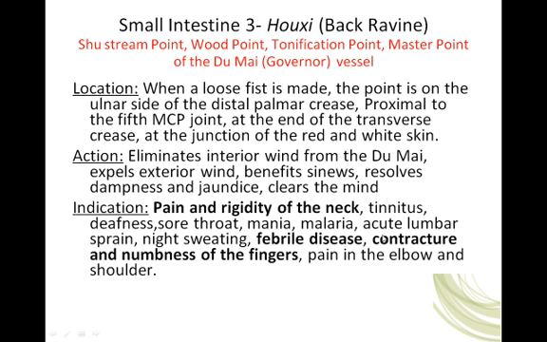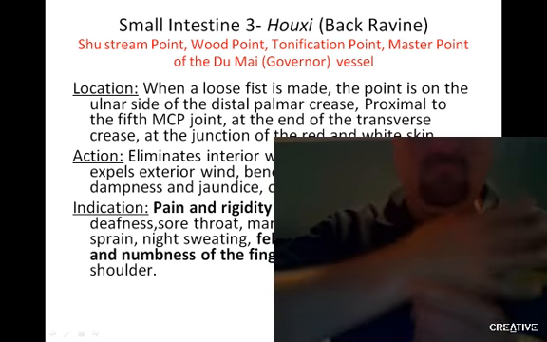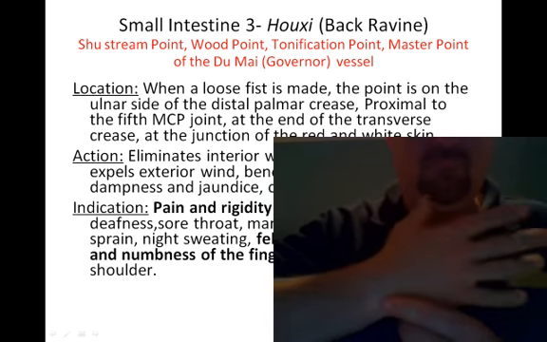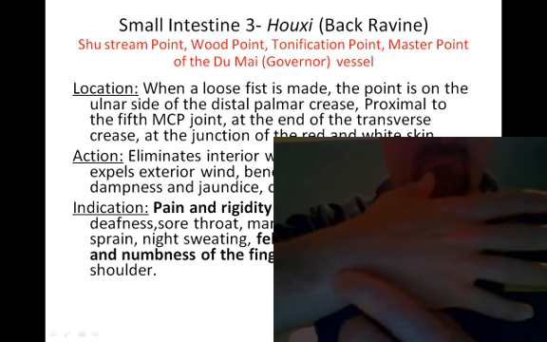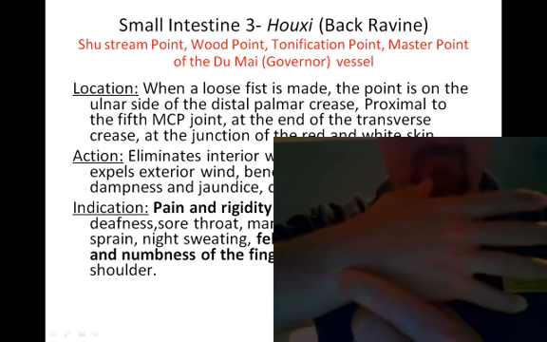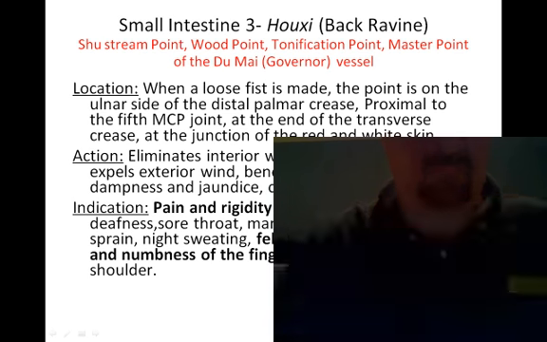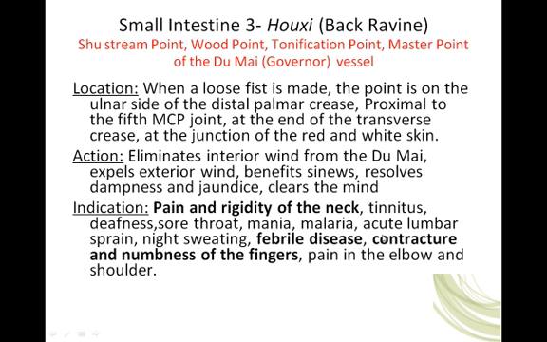This is another big point, and one that I think you'll find very, very useful in practice because it does quite a bit, and it is good at what it does. Febrile disease, contracture, numbness of the fingers, pain and rigidity of the neck. Can be used as an adjunct point for tinnitus, which is ringing in the ear, lumbar sprain, deafness, sore throat, mania, malaria, night sweats, pain in the elbow and shoulder.